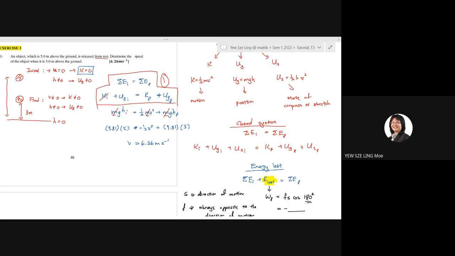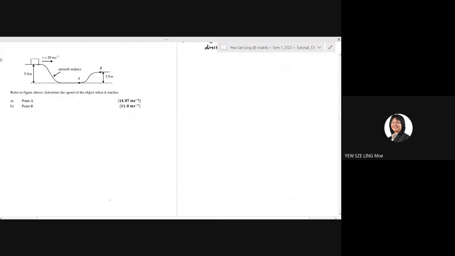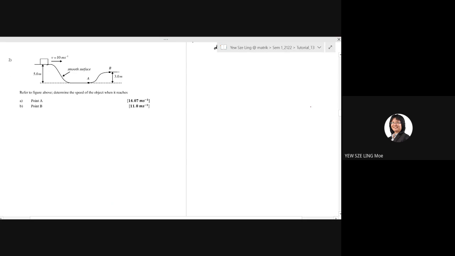Okay, so let us move on to the next question. The next question is also a very simple question. This question tests your concept: you want to see whether you understand the meaning of conservation of energy.